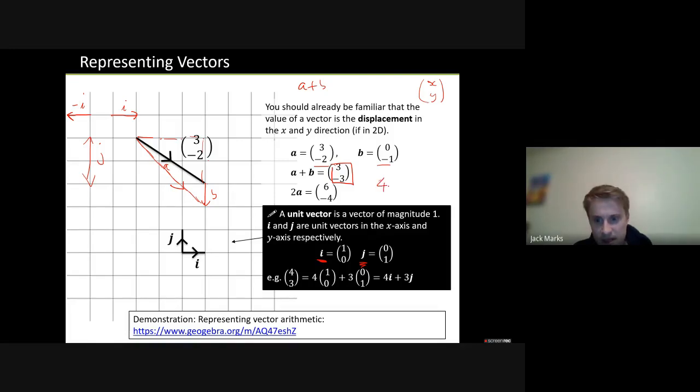So you'll often see people write something like 4I plus 5J. That really, though, is exactly the same as doing this. So you don't need to worry too much about the detail of this.